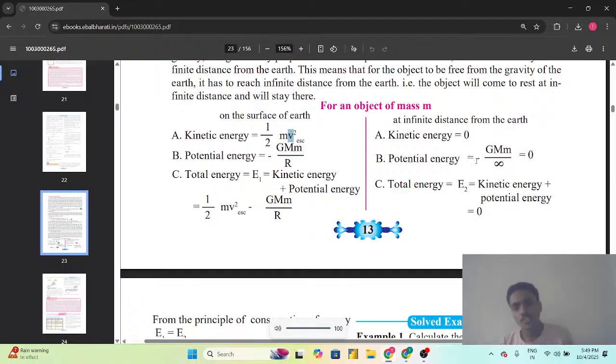Next, the potential energy, that is minus GMm upon r. Here r is the radius of the earth, but at the final position it will be infinite, as the object is escaping from the surface of the earth. So the r value will be infinite, and anything divided by infinity gives zero. The total energy which we can calculate here is the kinetic energy plus potential energy, so the total energy will be zero here.